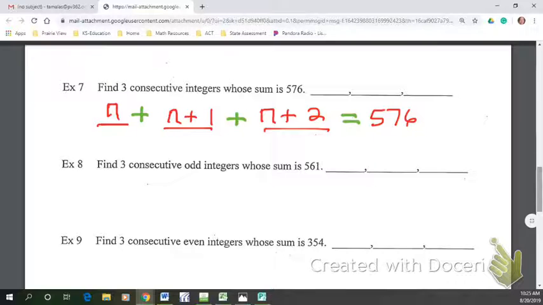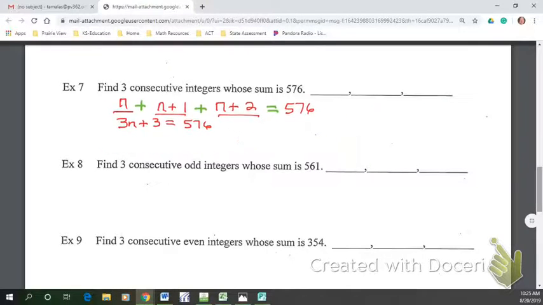Okay, well, that's just an equation. I learned how to solve equations like that in Algebra 1. What can I do to solve for n? Okay, how many n's do I have? So I've got 3n plus, there's a 1 and there's a 2, so plus 3 equals 576, right?